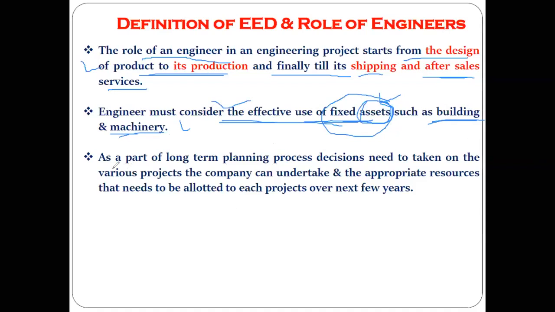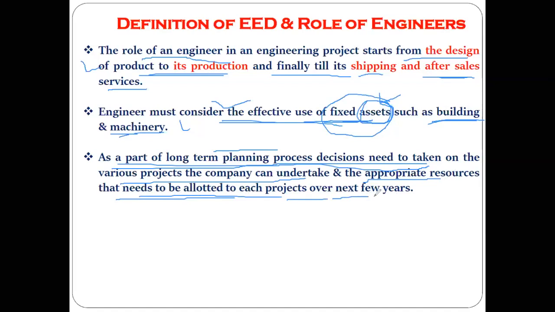Okay, and as a part of the long term planning process, as we already discussed in the third unit, two kinds of planning are always done: long term planning and short term planning. When doing the long term planning, they also need to take decisions on the various projects of the company, think about what kinds of resources they will require, and accordingly allocate these resources for their different projects.